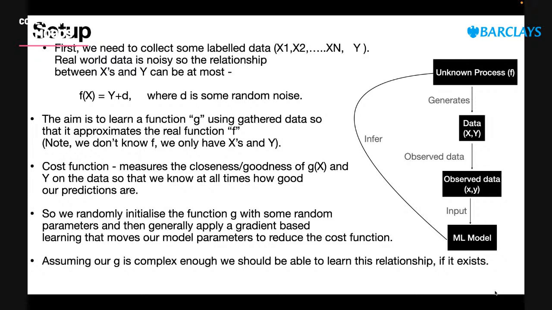There might be some noise, and that's fine, it's okay to have some noise. We define a function as y equals f of x plus d, where d is some random noise. We take an unknown process f, and we generate the data as x and y. We observe the data, small x and y, which has some noise, and we input it to our machine learning model.